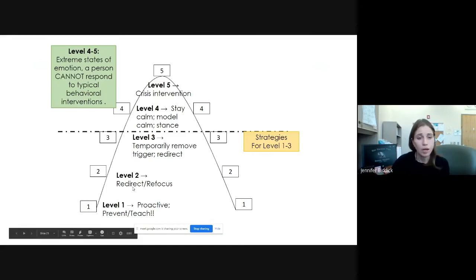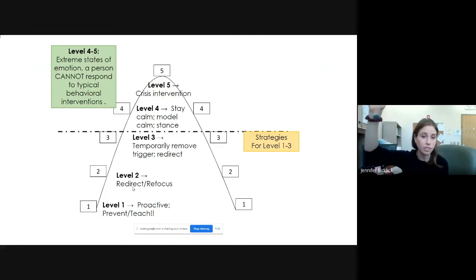In level 2, again, here we have the learner going up that bell curve. So maybe they're hitting that anxiety level from the crisis development model. This is when we're going to try to redirect and refocus.